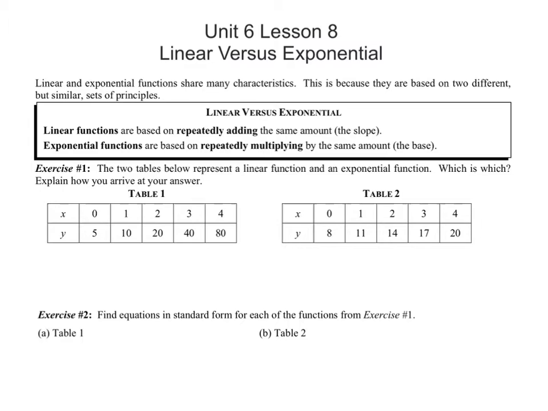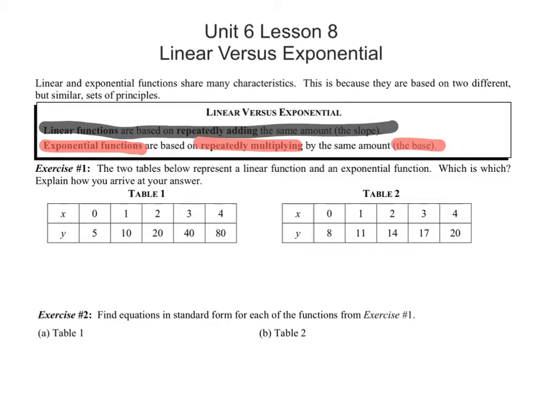So these are really good vocabulary words and things that you should pay attention to. So I would highlight that area. Exponential functions, repeatedly multiplying by the same amount, we call that the base, the b. Repeatedly adding, the linear functions, we call that the slope. And what letter represents slope? We represent that with m.